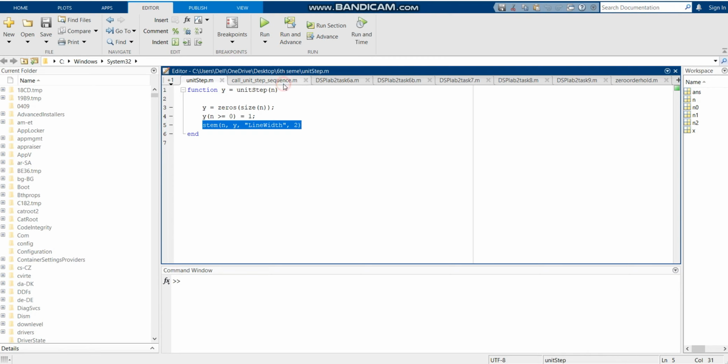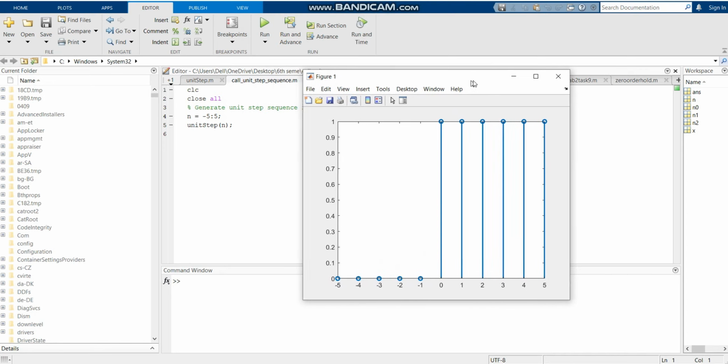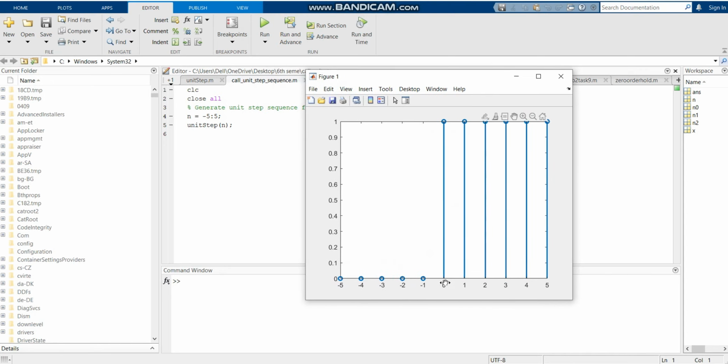So let us call the function. Here we can observe that the unit step signal exists for 0 and the positive values, whereas it is 0 for the negative values.